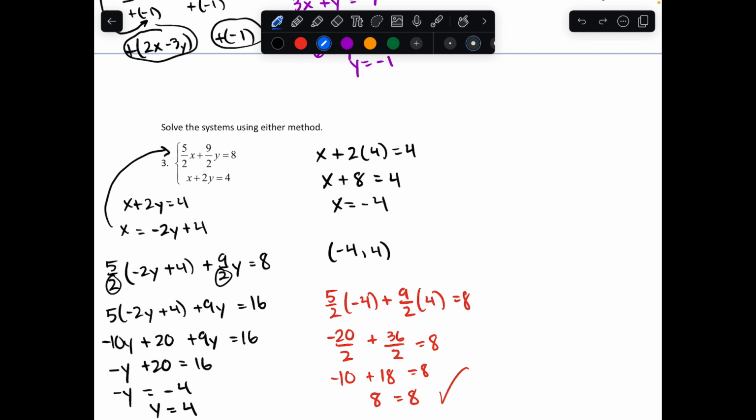We have negative 4 plus 2 times positive 4 is equal to 4. Now negative 4 plus 2 times 4, which is 8, is equal to 4. Negative 4 plus 8 is positive 4, and so we have 4 is equal to 4. That is a true statement. So our answer really is negative 4, 4.